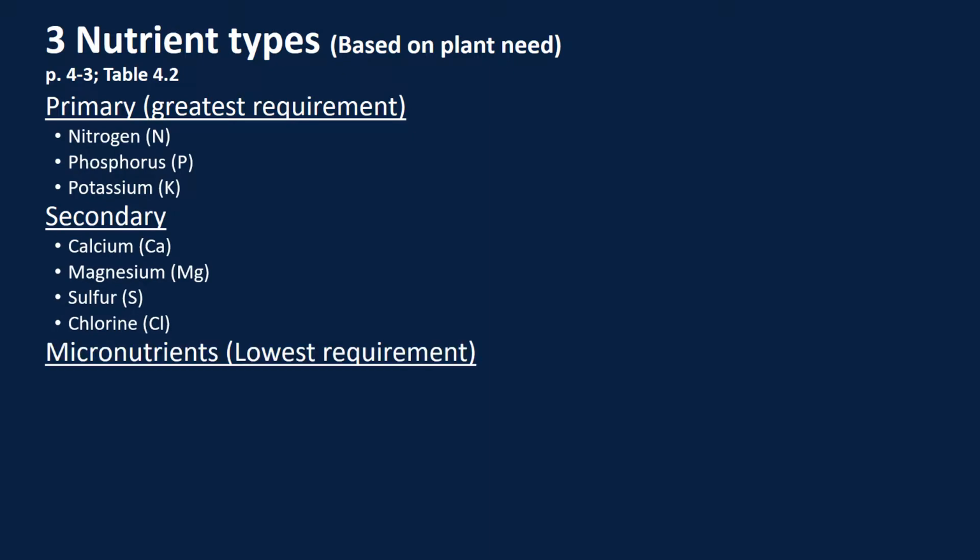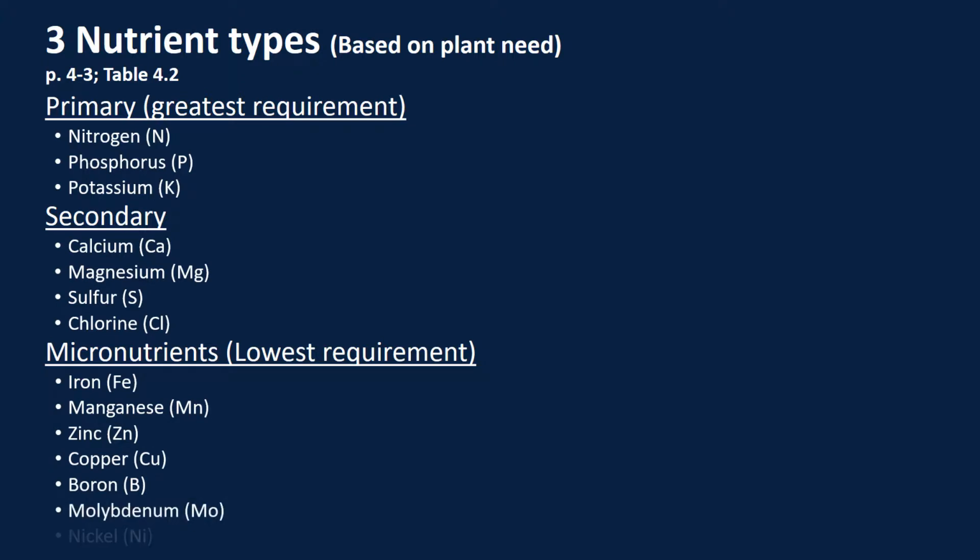And then those nutrients that are needed in the least amount are called micronutrients. It's not that they're not essential, because they're still essential, so if they're limited, they're still going to decrease the growth of our crop, but they're just needed less. So here we see that iron, manganese, zinc, copper, boron, molybdenum, and nickel are those micronutrients the plant still needs, they're just needed in less abundance.